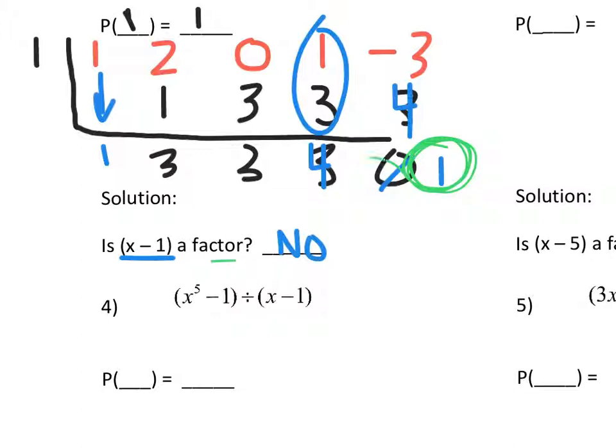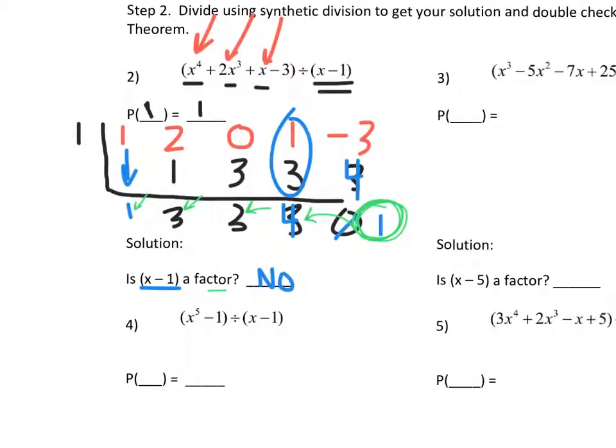So going backwards, this is going to be the constant. This is going to be your linear term. This is going to be your quadratic term. And this is going to be your cubic term. Basically, when you do synthetic division, your answer is going to be one less degree than what you started out with. So the answer is going to be 1x cubed, so x cubed, plus, this is the quadratic term, 3x squared. This is a linear term, plus 3x. This is the constant, plus 3. So that's my answer.